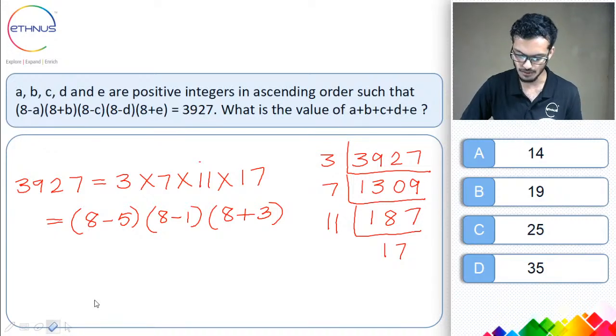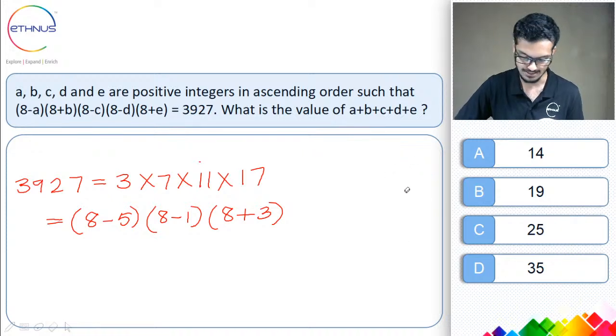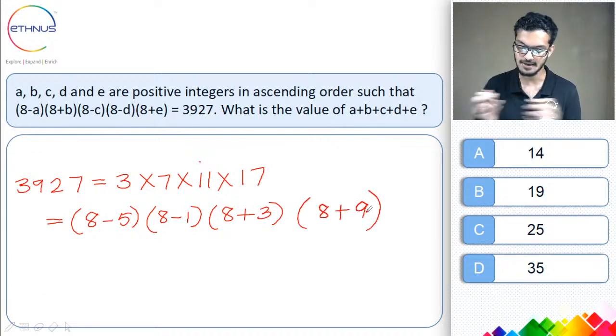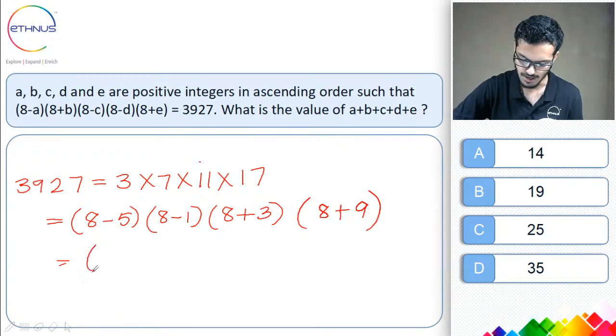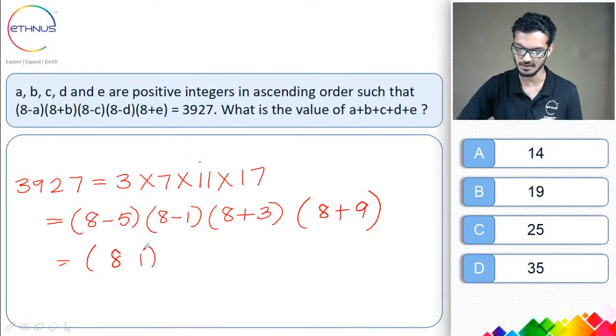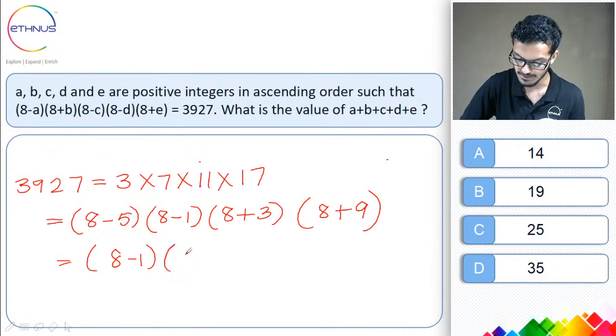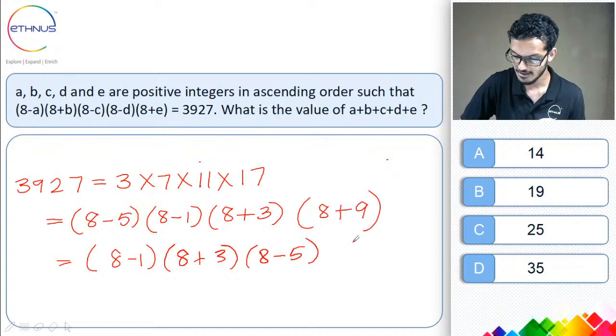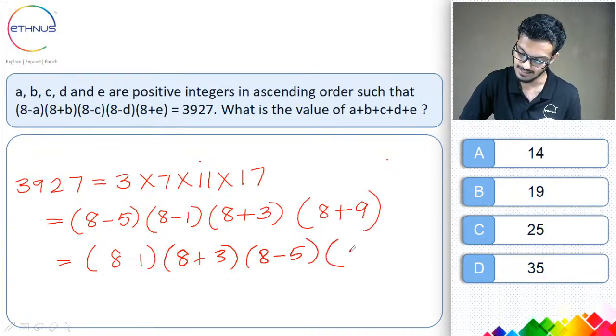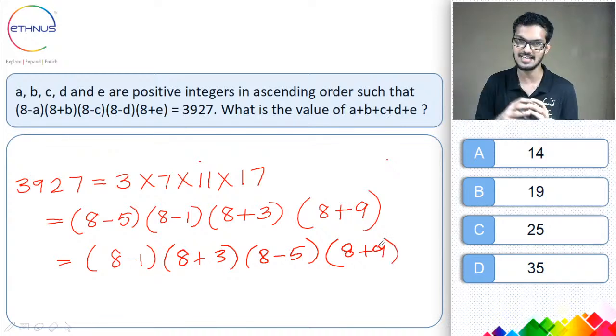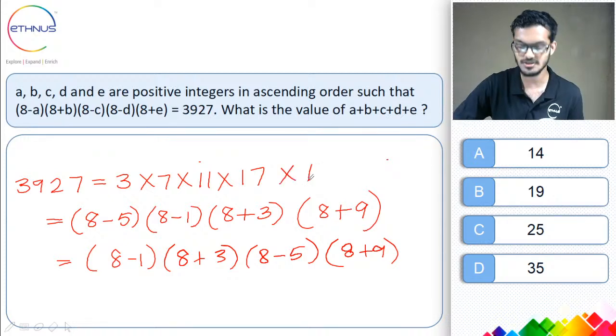I think by now you would have got the answer. I'm going to erase this one because it is not required. We got the expansion here already. Next we have 8 plus 9. And they told us the numbers are arranged in ascending order, so let's arrange this in ascending order. You don't have to write this, I'm just doing it because it's mentioned in the question. It's ascending order: 8 minus 1, then 8 plus 3, then 8 minus 5, and then 8 plus 9. There's one more number here, 8 plus E, which is given in the question. So to get one extra number, 1 is also a factor of it, right?